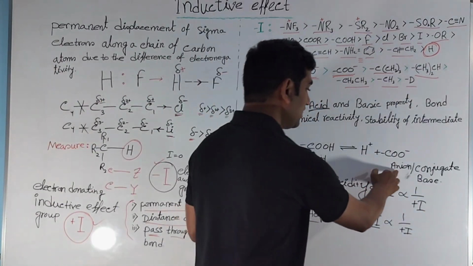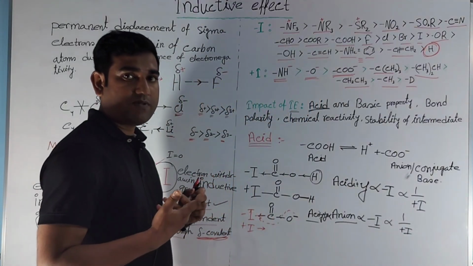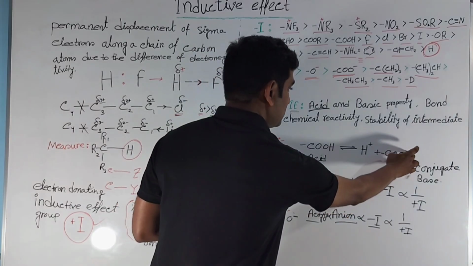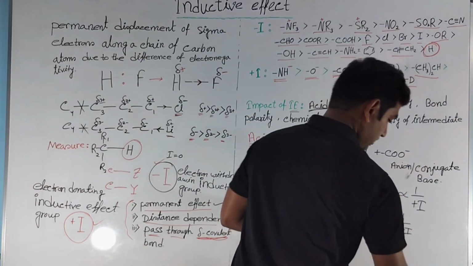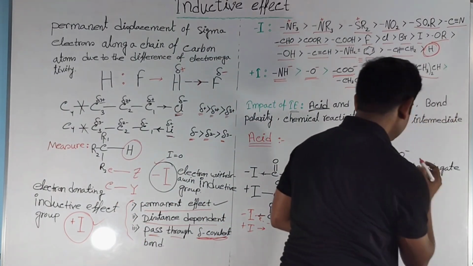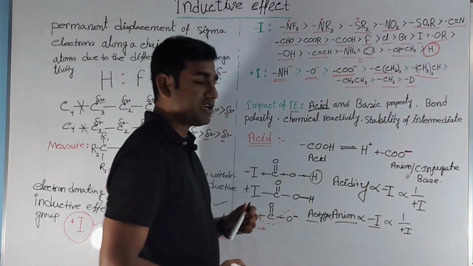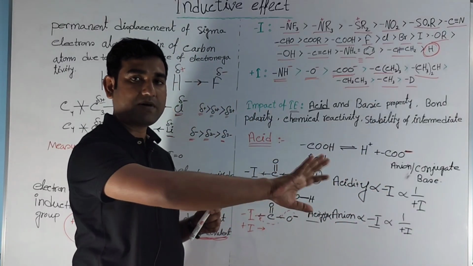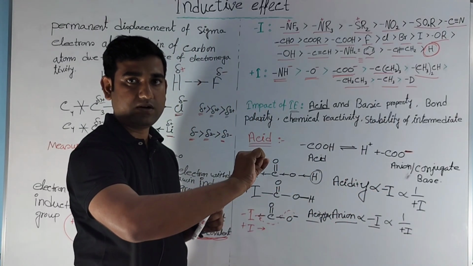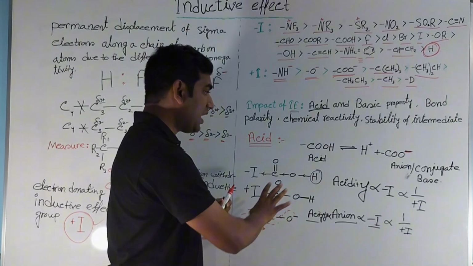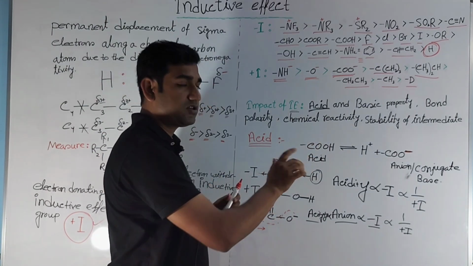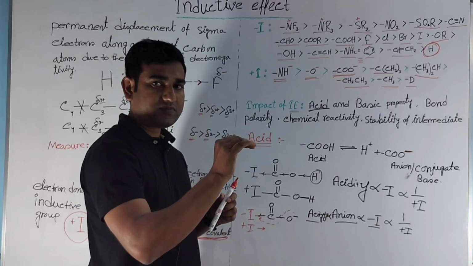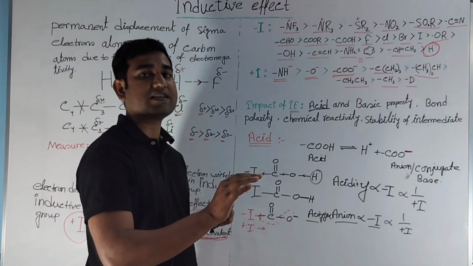Again conjugate base या anion, anion का stability increase होने से acidity increase होता है. तो anion means charged molecule, one charge is there, a charged molecule is always unstable. If the charge will disperse through the molecule by minus I effect, it will become stable, so acidity will increase. If plus I group is there, the charge concentration will increase, means stability decreases, means acidity will decrease.